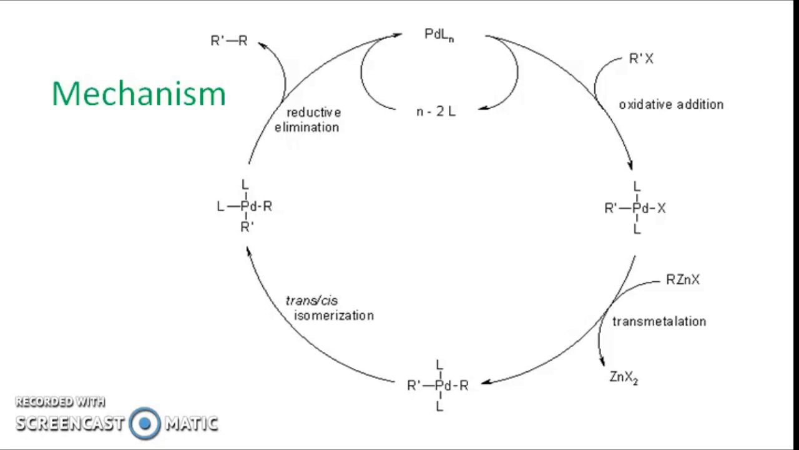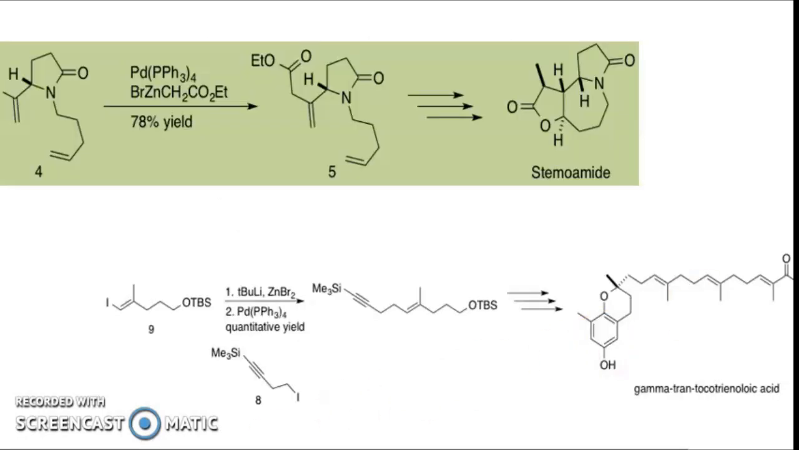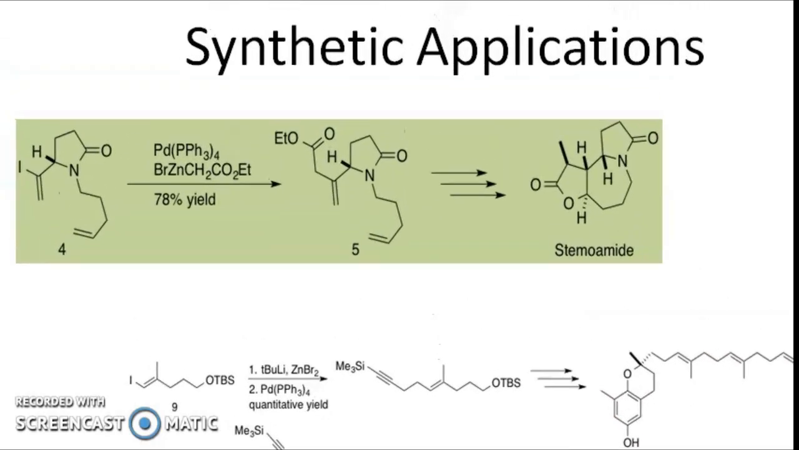Let us take up a few examples of the synthetic applications. Now, one application of Negishi coupling is in the synthesis of stemoamide. Stemoamide is an alkaloid obtained from Stemona tuberosa. It is obtained from the roots of Stemona tuberosa, and this extract is used for the treatment of respiratory diseases in Chinese and Japanese folk medicine. So stemoamide can be synthesized by Negishi coupling.